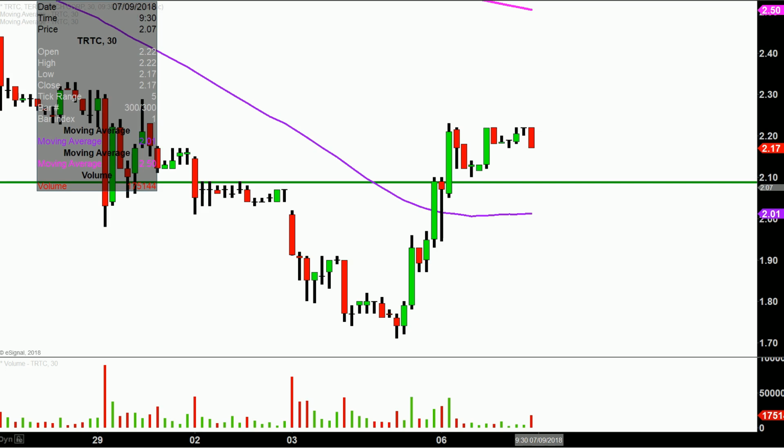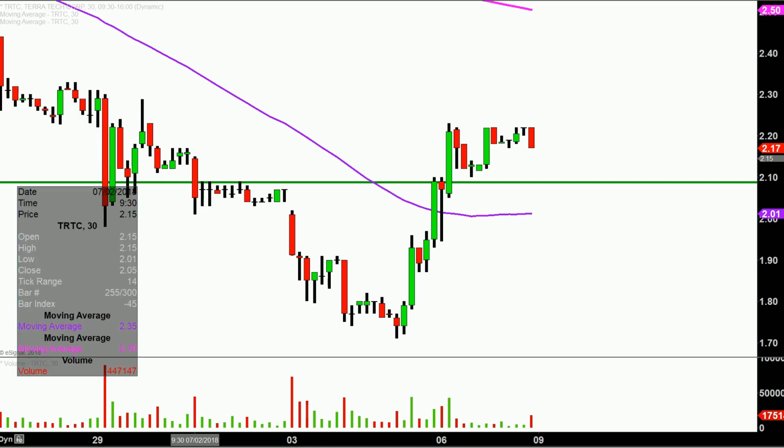The next key level of support in the event 2.10 doesn't hold would be that purple line right there, the 50-period simple moving average, and that's currently valued at the $2 mark. So those will be the two primary levels of support going into tomorrow.